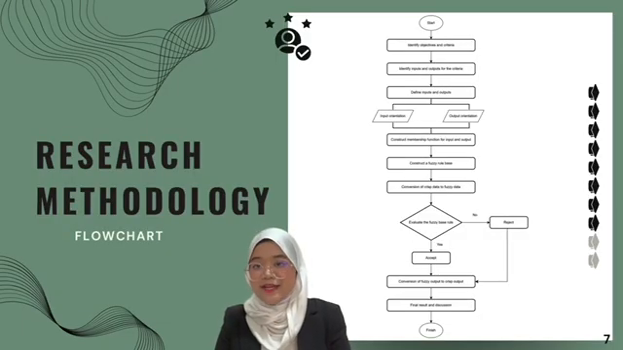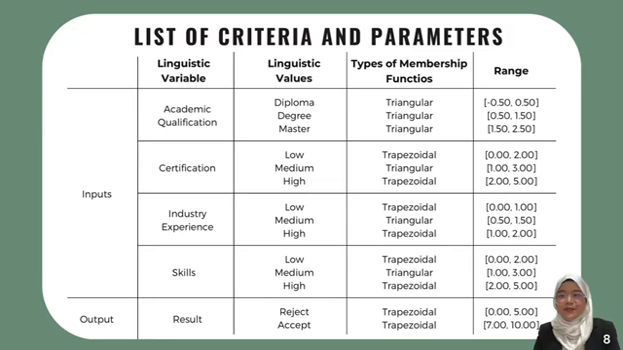Next, this flowchart shows how the system works. First, inputs are fuzzified, then fuzzy rules are applied to evaluate the candidate, and the result is defuzzified to a final score. This system outputs either accept or reject. The FIS uses 4 inputs, which are academic qualification, certification, industry experience, and skills. Each input has its own membership functions, which are triangular or trapezoidal, and was defined based on Idemitsu's hiring standards.